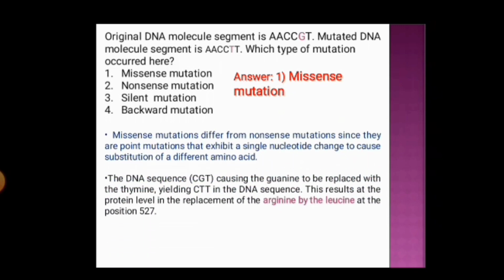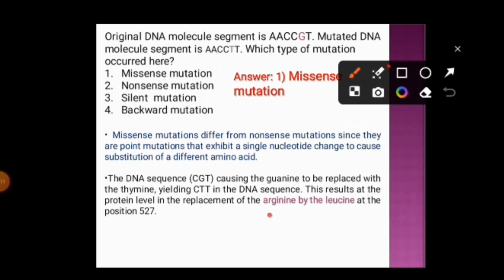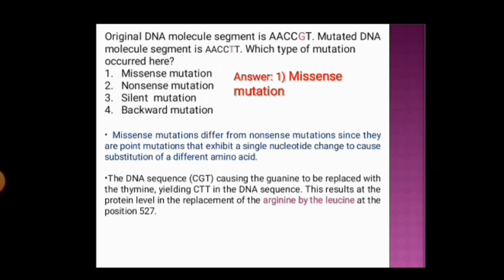Missense mutations differ from nonsense mutations since they are point mutations that exhibit a single nucleotide change that causes substitution of a different amino acid. In the DNA sequence, CGT has the guanine replaced, giving CTT in the DNA sequence. This results at the protein level in the replacement of arginine by leucine. So as this arginine is replaced with leucine, it is a missense mutation.